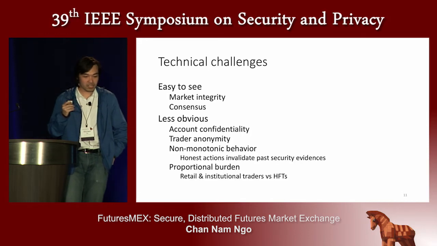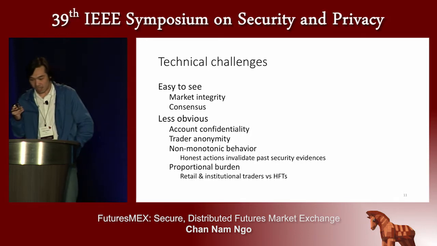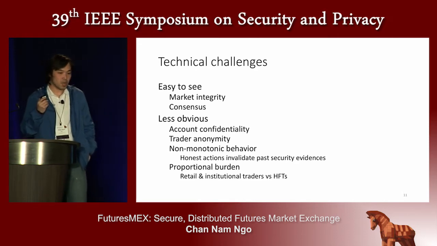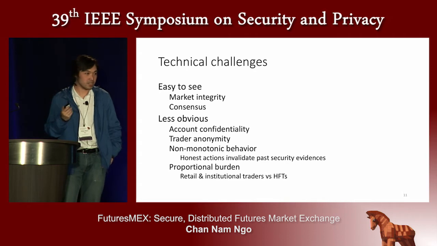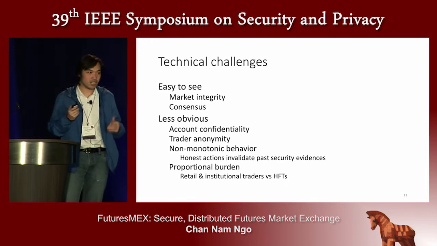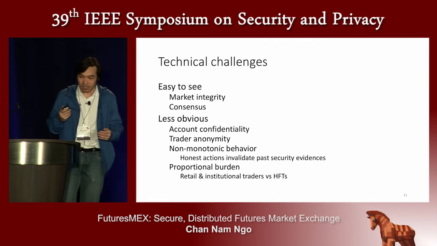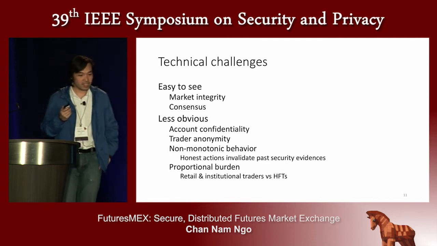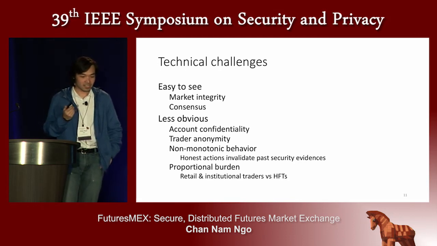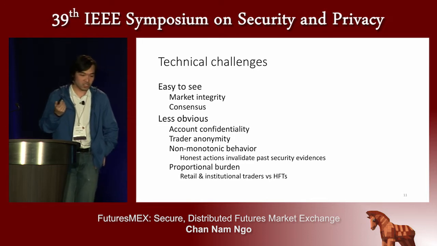The others are less obvious to see and are also market specific. So first we have the problem of account confidentiality and trade anonymity. If we look at systems like Bitcoin, these are only nice-to-have features, because essentially you can see the transactions in the clear, and the anonymity mechanism in Bitcoin is broken. We also observe that the non-monotonic behavior of the exchange, in which honest actions can actually invalidate past security evidence, is also a challenge for us.